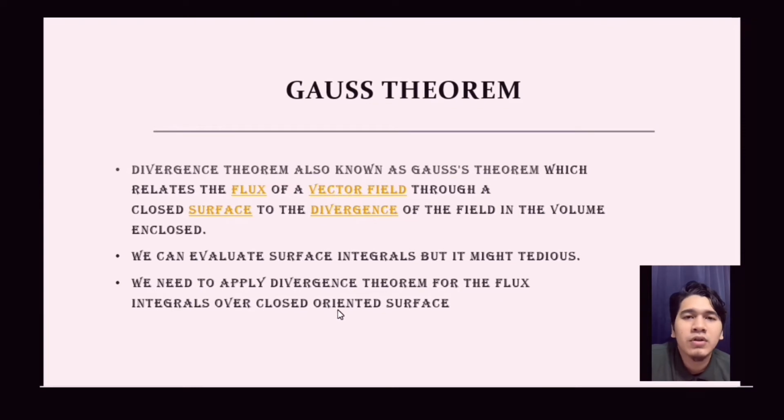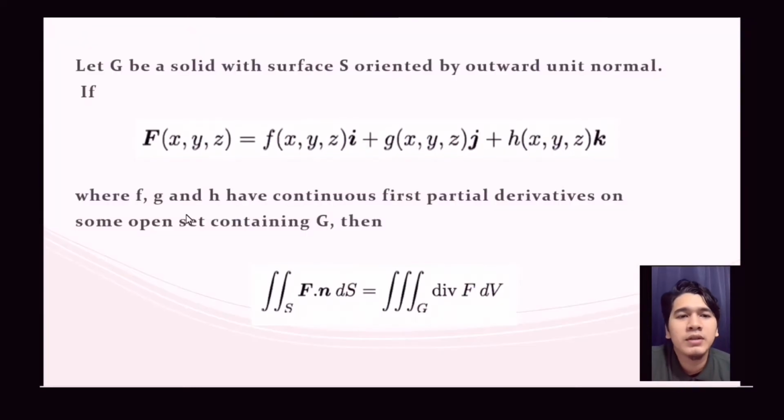over a closed oriented surface. We let G be a solid with surface S oriented by outward unit normal. If F(x,y,z) is equal to f(x,y,z) i plus g(x,y,z) j plus h(x,y,z) k, where f, g, and h have continuous first partial derivatives on some open set containing G, then the double integral of F dot n dS is equal to the triple integral over G of the divergence of F dV.